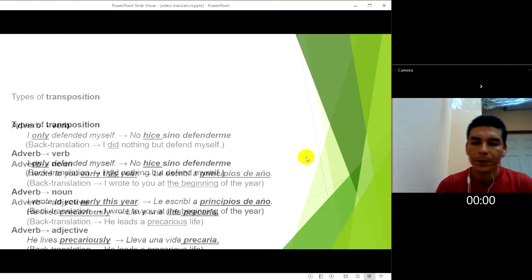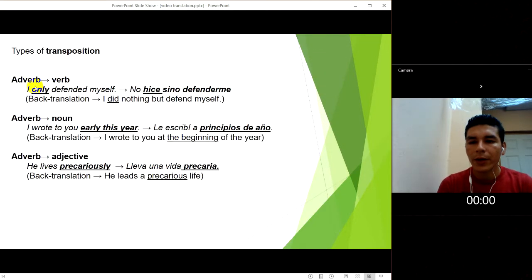What does it mean? Here we have an adverb and a verb. According to the theory, we have "only," which is an adverb. I only defend myself. In Spanish, yo no hice sino defenderme. Here is a verb, but here is an adverb. It has the same meaning, but with different words. A bad translation could be, I did nothing but defend myself.